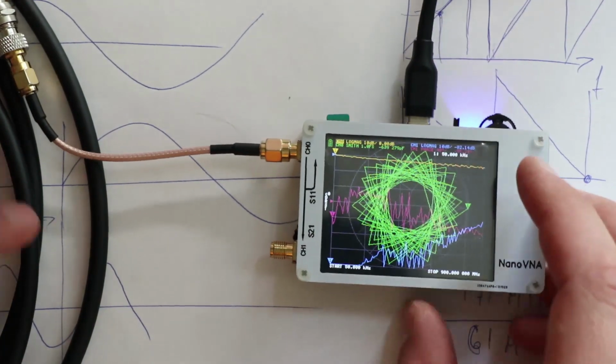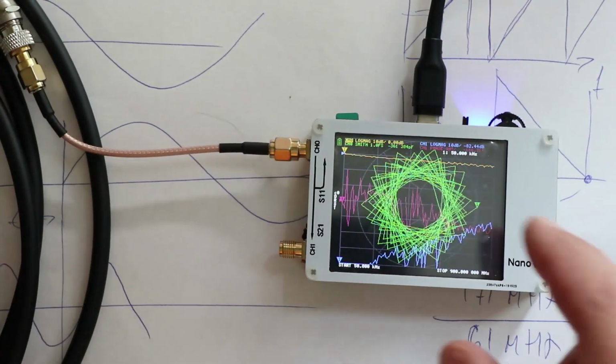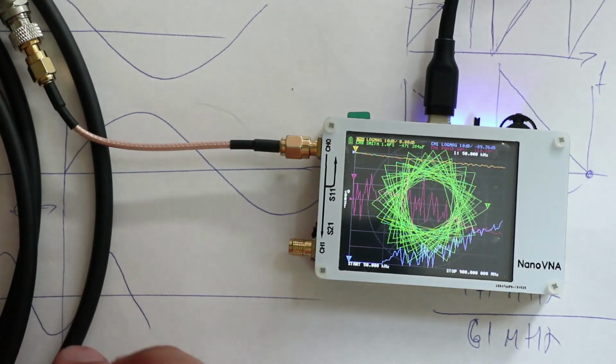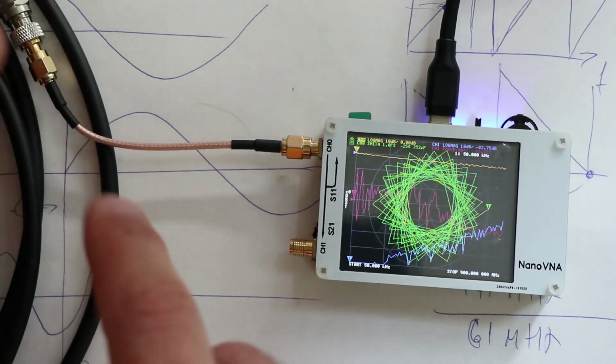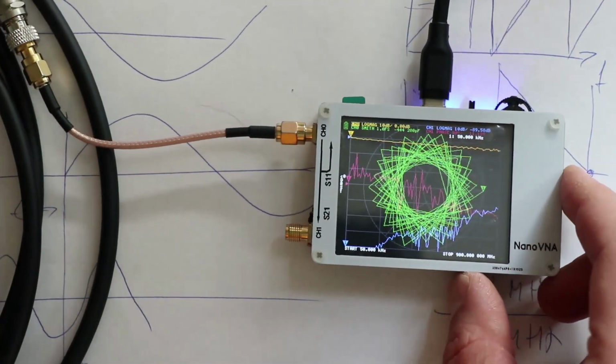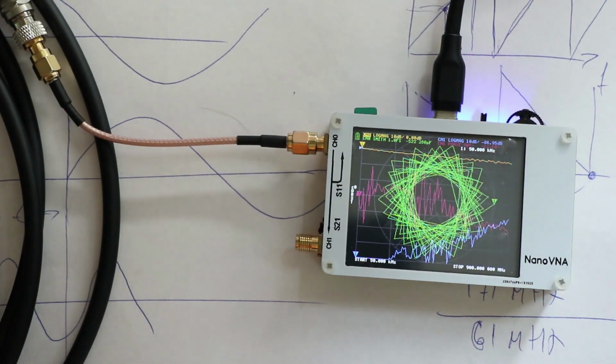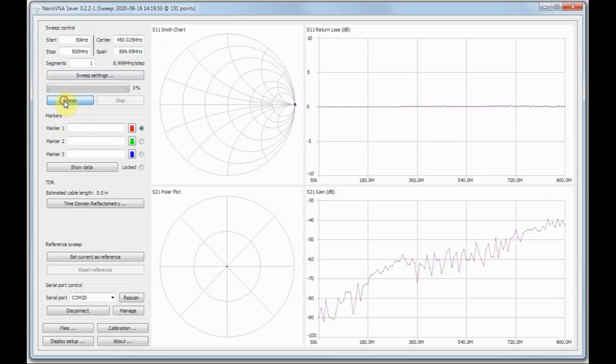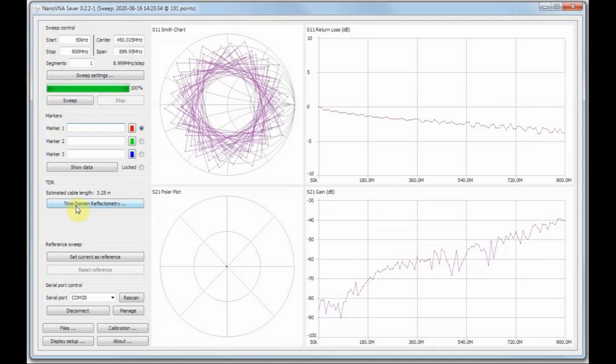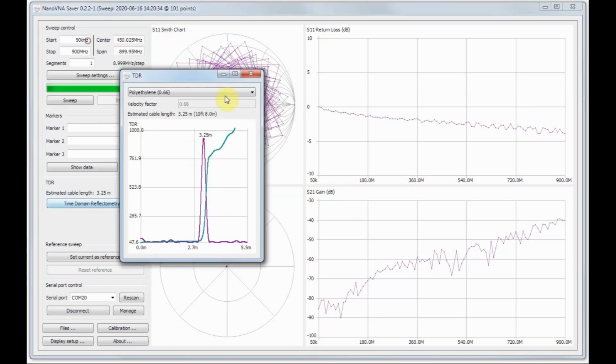This way, the signal travels through this wire, and since this one is not terminated, the signal will get reflected back to NanoVNA. There is a way in the program here. We take a new sweep data. We can take a look at the time domain reflectometry, which essentially measures the length of the reflected signal. So let's click on that.